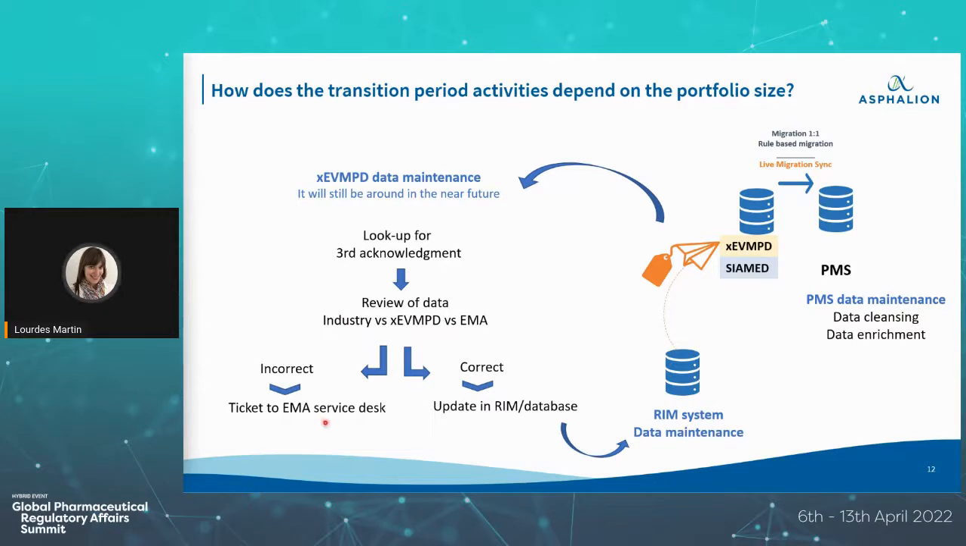If it's incorrect, then we have to create a ticket to EMA service desk. But if we agree that the changes that the EMA has done are correct, then this data has to be updated in the RIM or in the database. So it is important to maintain an analysis of what is in XVMPD and what is in our internal RIM system, looking in the future at what data will be in PMS.